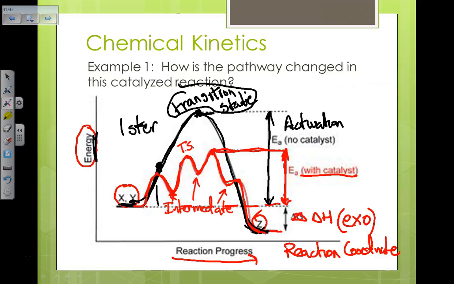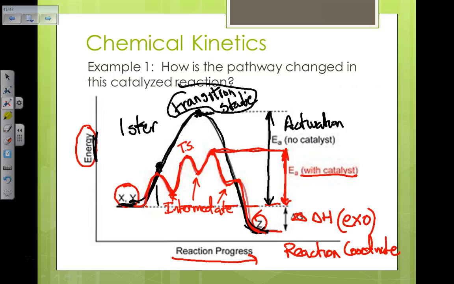The trough, okay? But that's what a catalyst does. It changes the pathway that a reaction occurs on, so that we can lower the activation energy. That way we will add less energy to get the reaction to go forward.